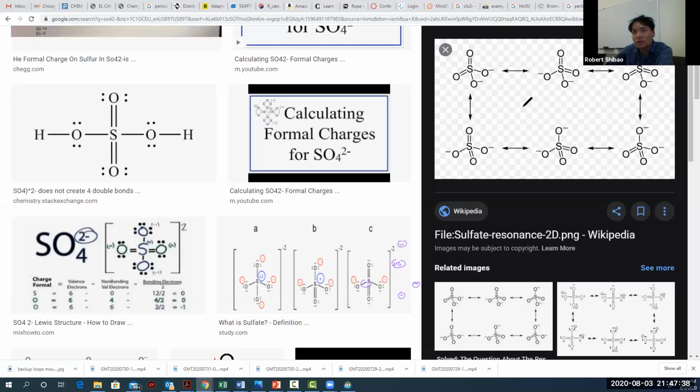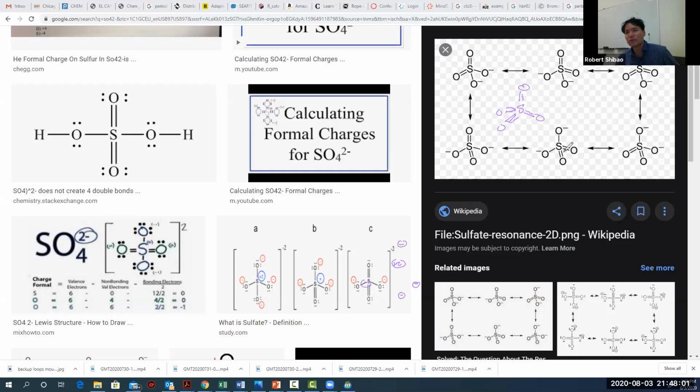And so the hybrid structure will have them all the same. They aren't doing the wedge and the dashes here, but they would be all the same. And so what we do is we'll just kind of dot it, smear it out all over these. So you can see these are called resonance forms, and then we'll have a resonance hybrid.